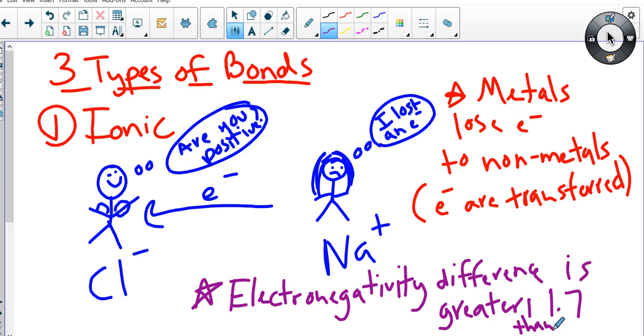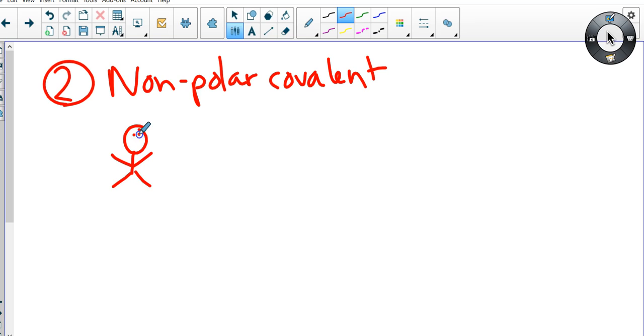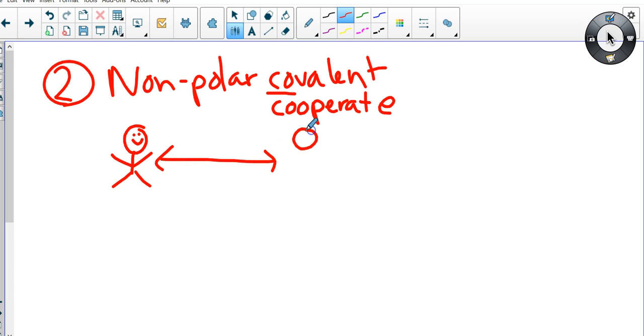All right, cool. So now that we have that down, EN difference is bigger than 1.7. The next kind of bond is nonpolar covalent. So it's kind of the opposite. Instead of stealing electrons, the nonmetals will share them. Nonpolar covalent. I'm actually going to use red to draw this. Covalent, like cooperate, okay? Sharing. Cooperate, but that's okay. There we go. So we're playing tug of war. I made y'all be nice, even though you don't want to be, and share.